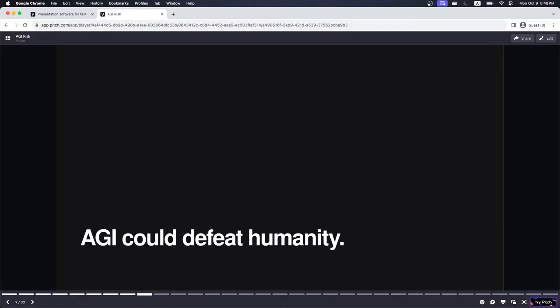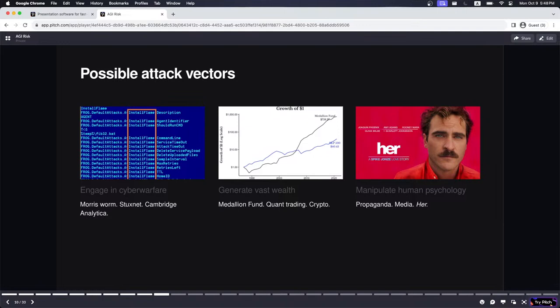So then there's the issue of what exactly is the risk posed by AI? Well, a sufficiently powerful AI, an AGI, would probably be able to defeat humanity if it so decided to. How? There are a lot of possible attack vectors that an AI could utilize. It could use cyber warfare. The Morris worm and Stuxnet were two great examples of this, where even dumb computer viruses were able to wreak huge amounts of havoc. The first one on the internet at large.